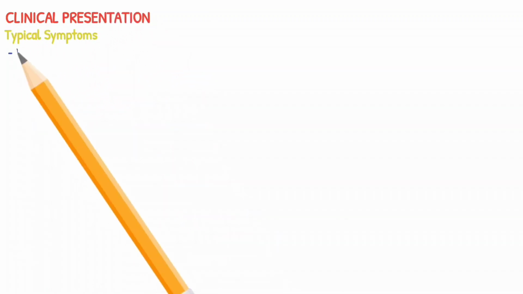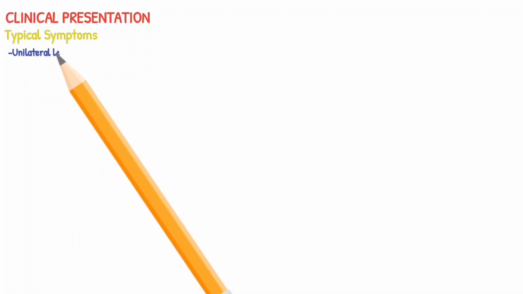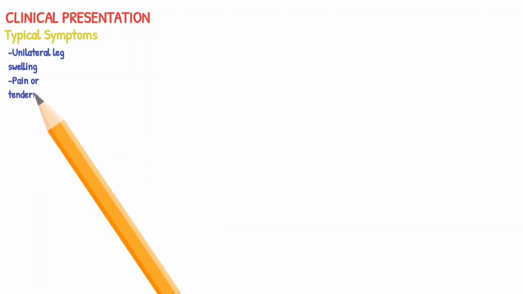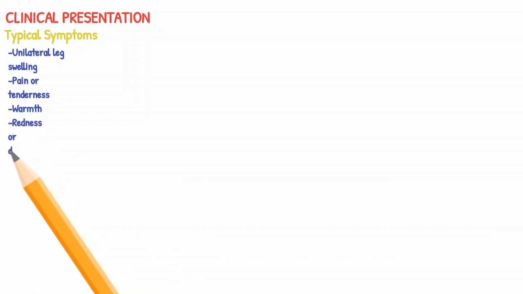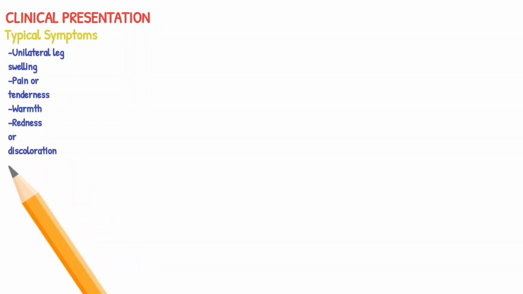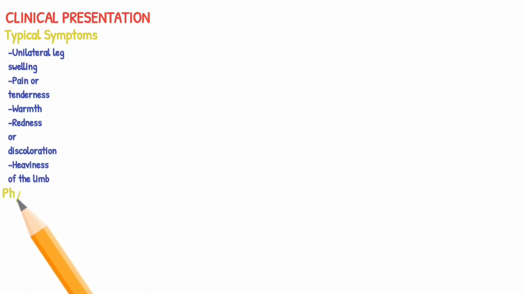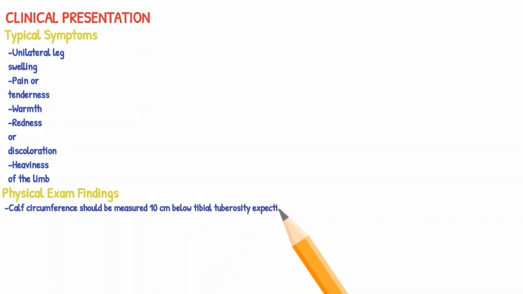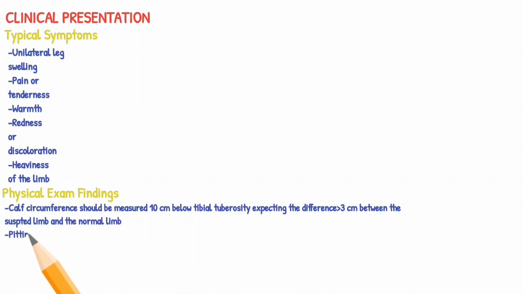The patient can present with unilateral swelling, pain or tenderness, warmth, redness or discoloration of the affected limb, and heaviness of the limb. So when the patient presents with these clinical features, the first thing is to measure the calf circumference, which should be measured 10 centimeters below the tibial tuberosity, expecting a difference of more than 3 centimeters between the suspected limb and the normal limb.